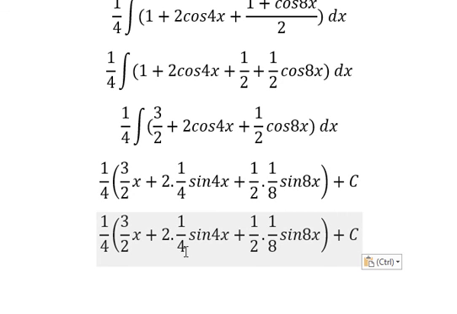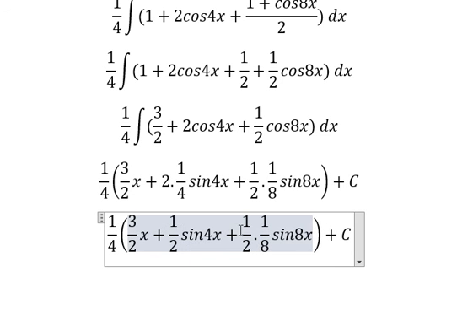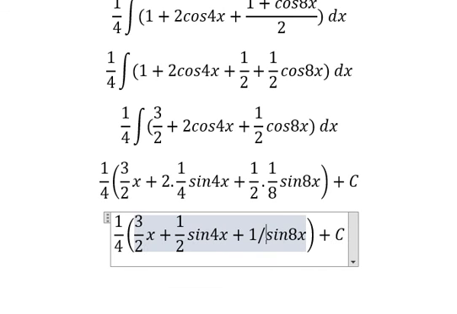2 divided by 4, you got 1 over 2. This one you got 1 over 16.